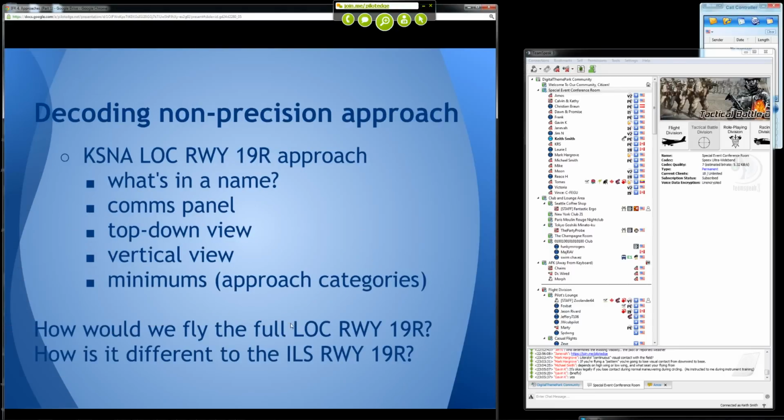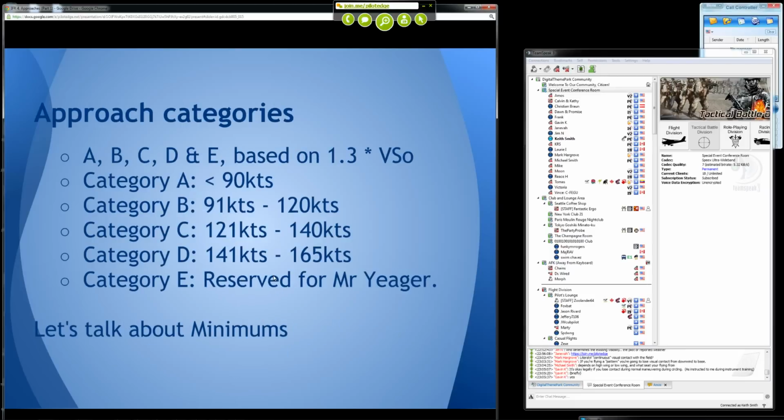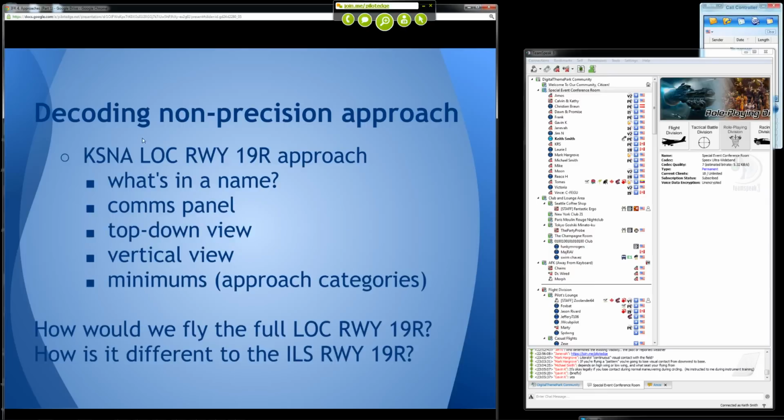Okay, so how would we fly the full localizer 19, right? Oh, hang on a second. Okay, that was for approach categories, right? So now we're ready to move on to actually non-precision approaches at last. So before I move on to non-precision, is there anything in the precision world that we wanted to cover? Or are we quite happy to move on to non-precision?